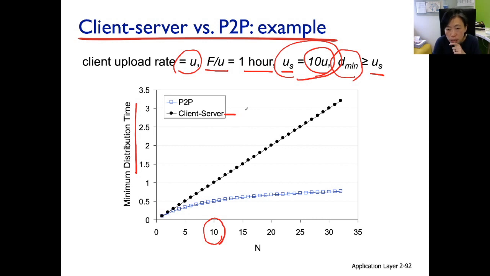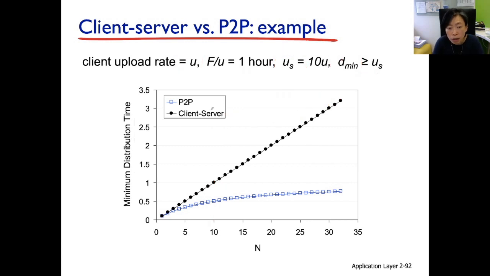So let's see. 10 users, 10 copies of the file, and the uplink capacity of the server is 10u. Therefore, what? F over u. And this is 1 hour. So in this case, the distribution time is 1 hour. Clear? Now, in P2P mode, let's see.